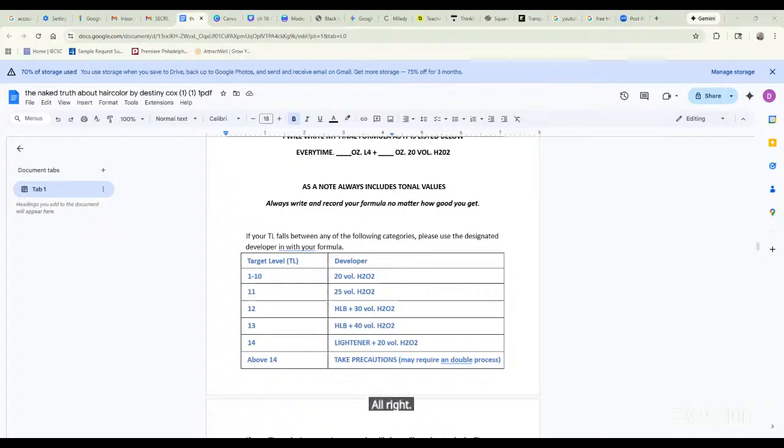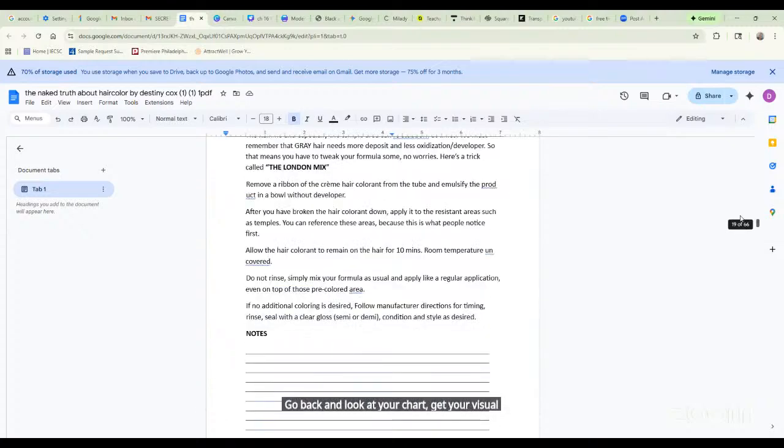All right. So Clover, what's the desired? And what's the natural? She's a level 2, and desire, you can say 8. All right. So this is how we'll always look. She's a natural 2. She desires to be 8. Go back and look at your chart, get your visual understanding.